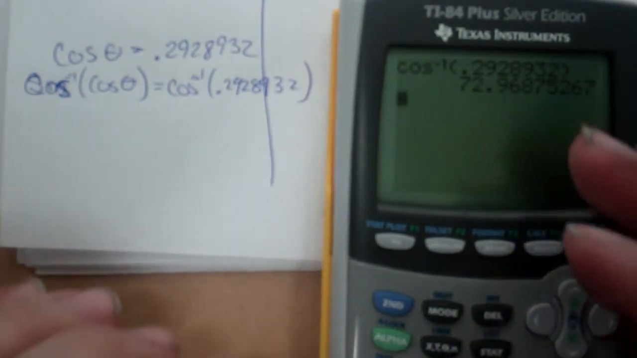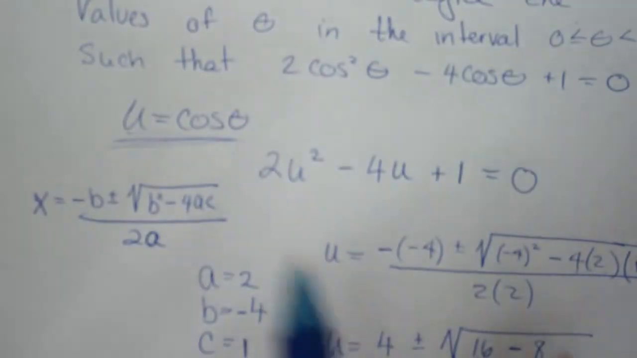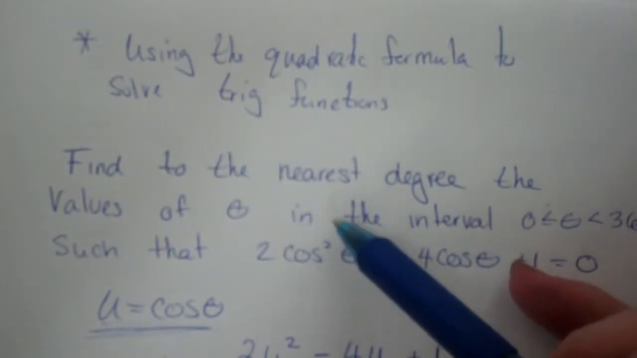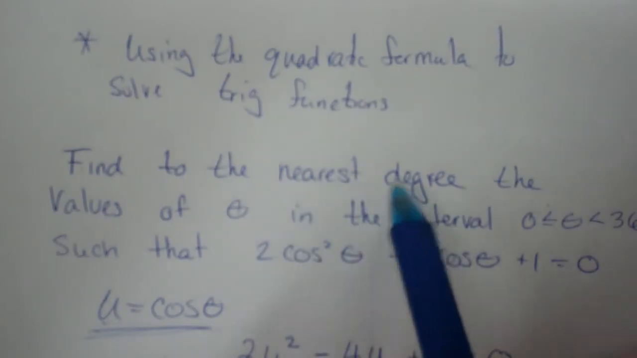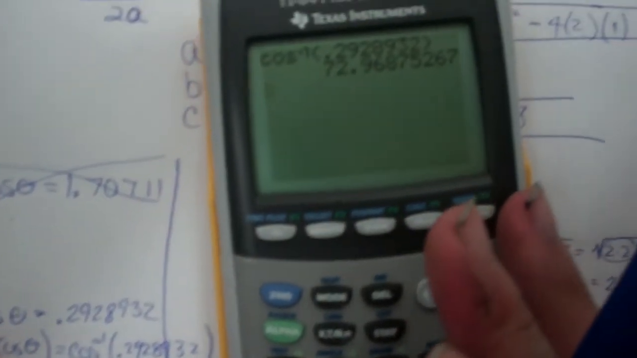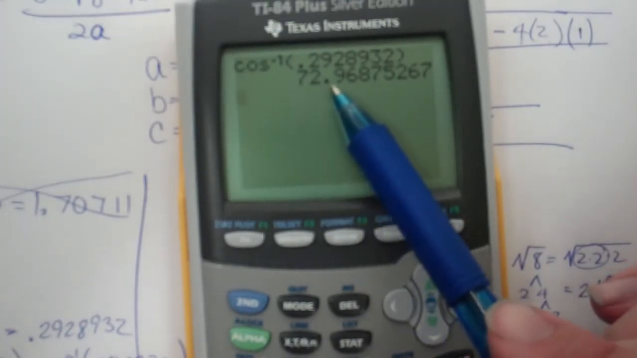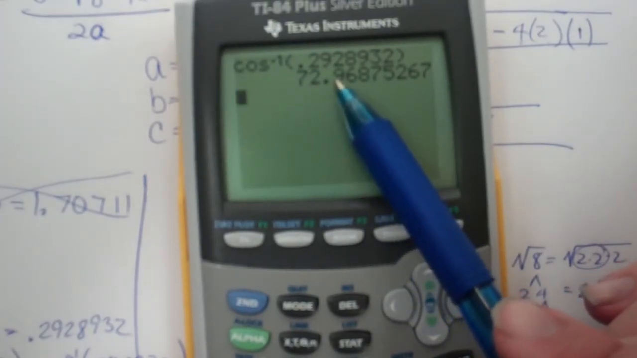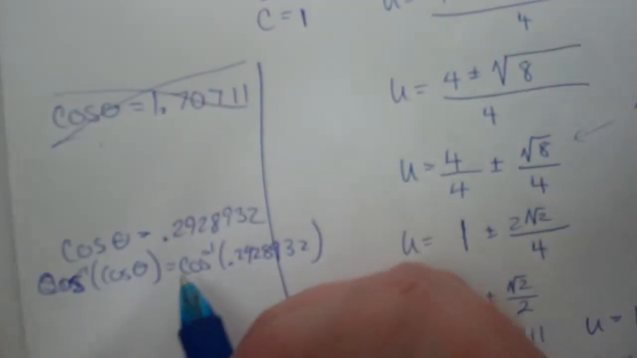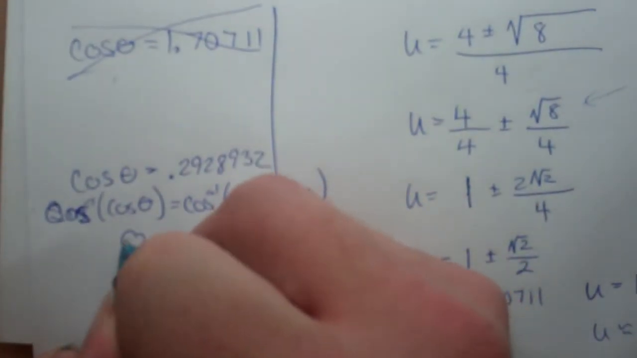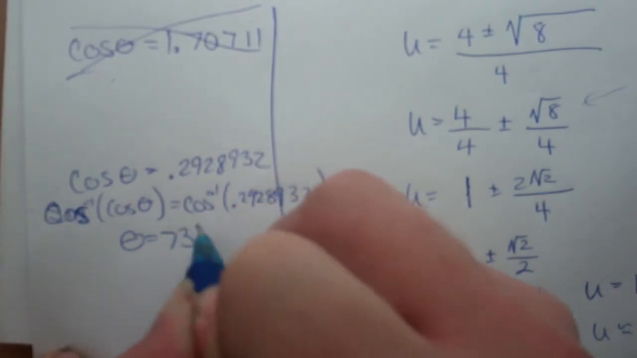968. Now, this problem said that we can give this answer to the nearest whole degree, and so now is the time when it's safe to round. So we have 72.9 to the nearest whole degree becomes 73, and so one possibility, one answer, is that theta is equal to 73 degrees.